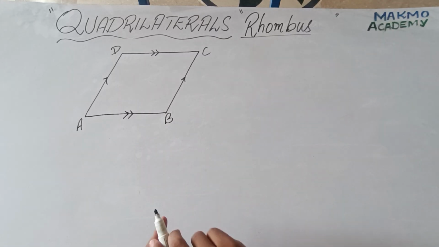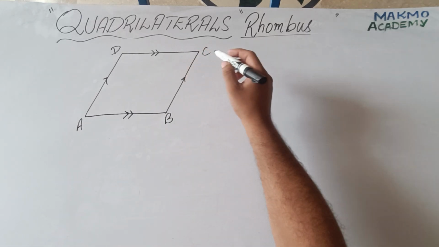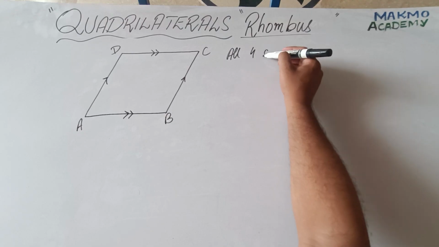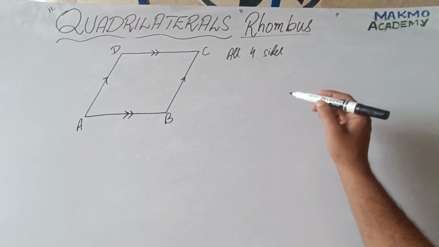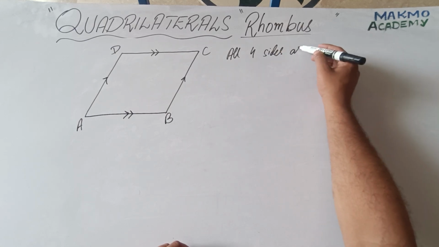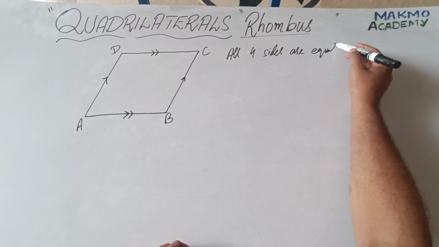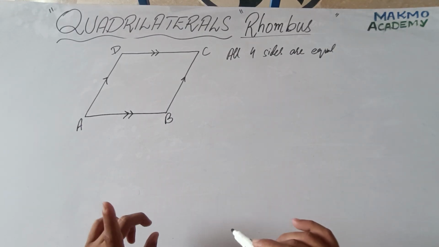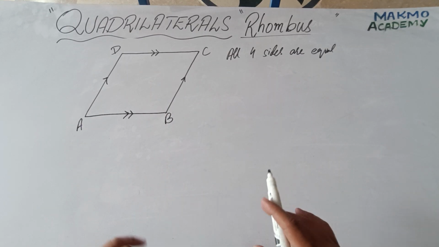All four sides are equal in length. This is the basic property. All four sides are equal. As I have said, this is the property of a square. All four sides are equal. This is the very important property of rhombus.